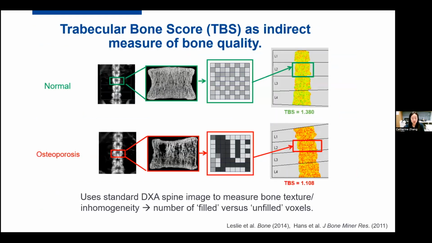As everyone knows, trabecular bone score is the indirect measure of bone quality. It's obtained from applying a software program to a standard DEXA image. A high trabecular bone score means that the bone microarchitecture is dense, well connected, and there's little space between the trabeculae. Conversely, a low trabecular bone score suggests that the microarchitecture may be incomplete, may be poorly connected, with wide spaces between the trabeculae.